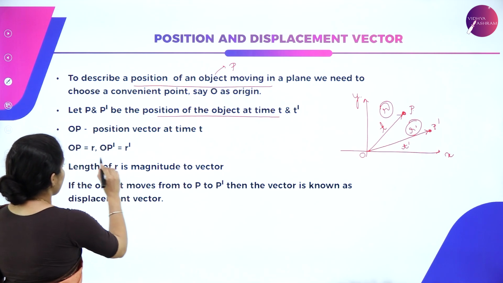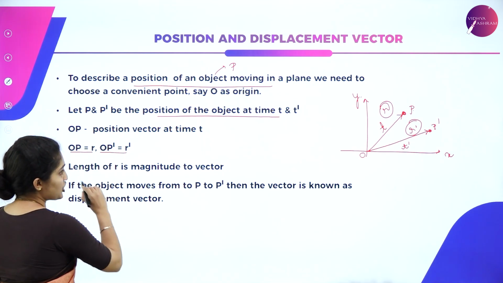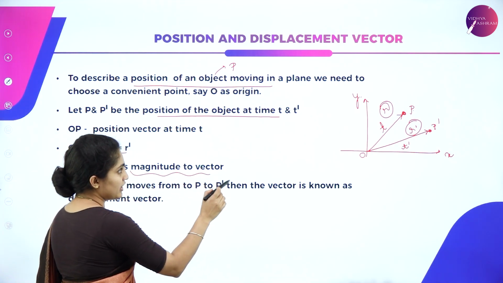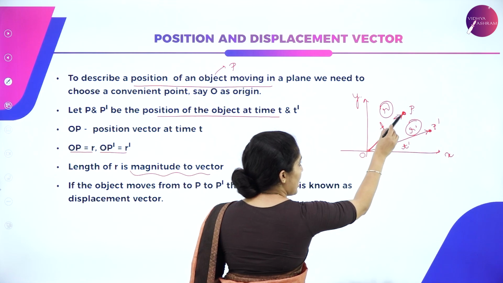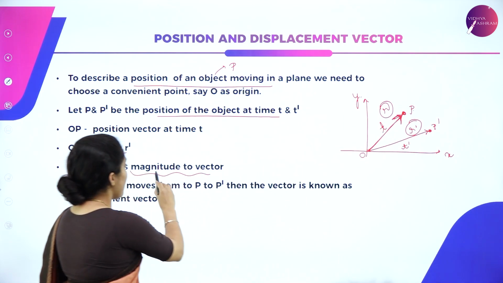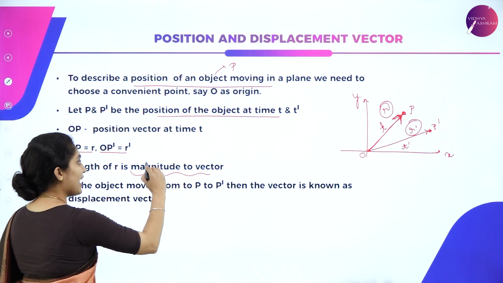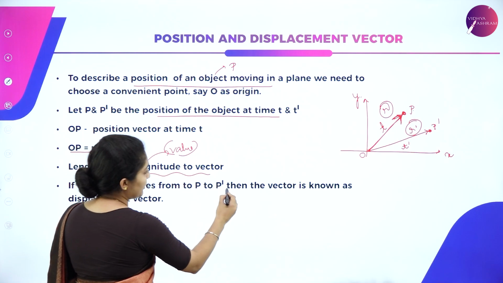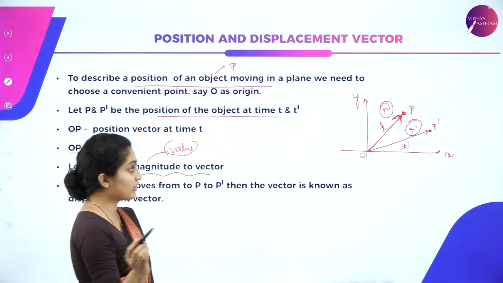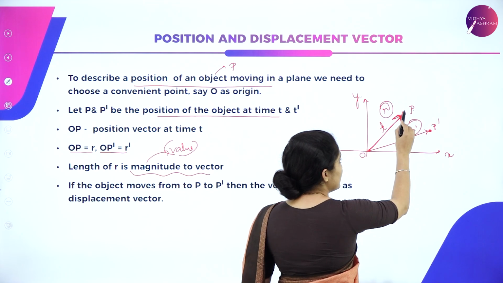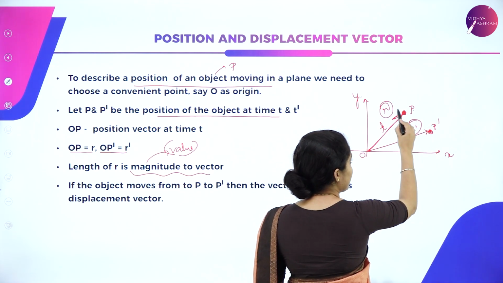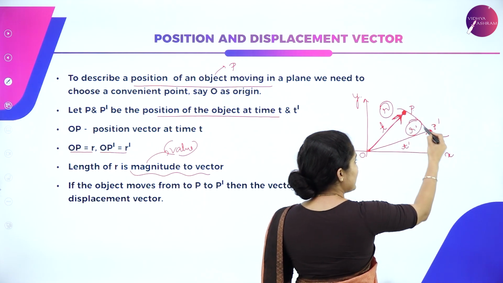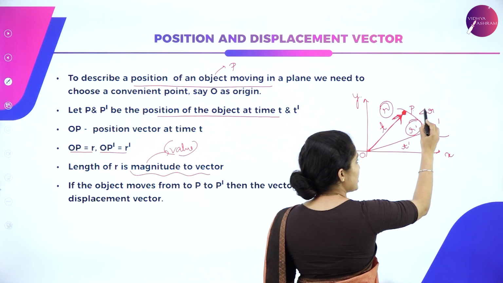If that's the case, we have OP is R, OP dash is R dash. Length of R is the magnitude of the vector. Whatever length of this arrow mark or R is given, that is nothing but your magnitude. Magnitude means it's a value. Okay, if the object moves from P to P dash, then the vector is known as displacement vector. Now I'll tell you what a displacement vector is. Suppose from this point to this point, if the object is moved in this manner, then that is known as displacement. It is getting displaced. That will be change in position, delta R.